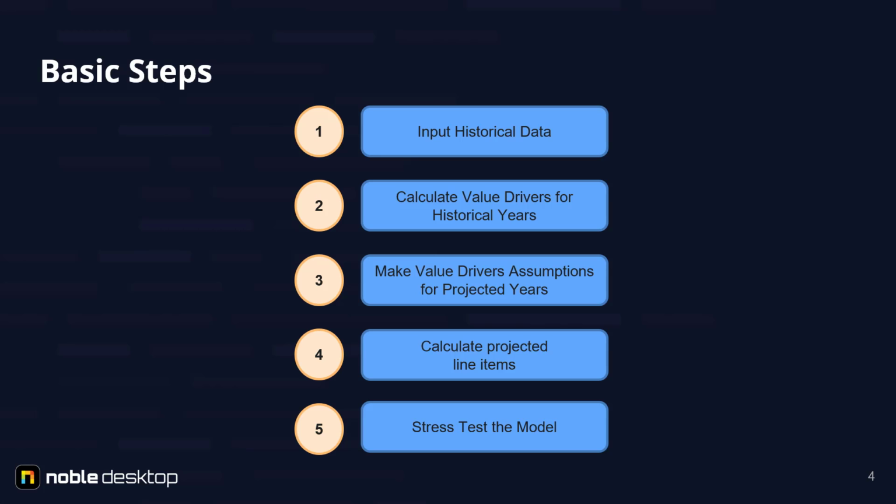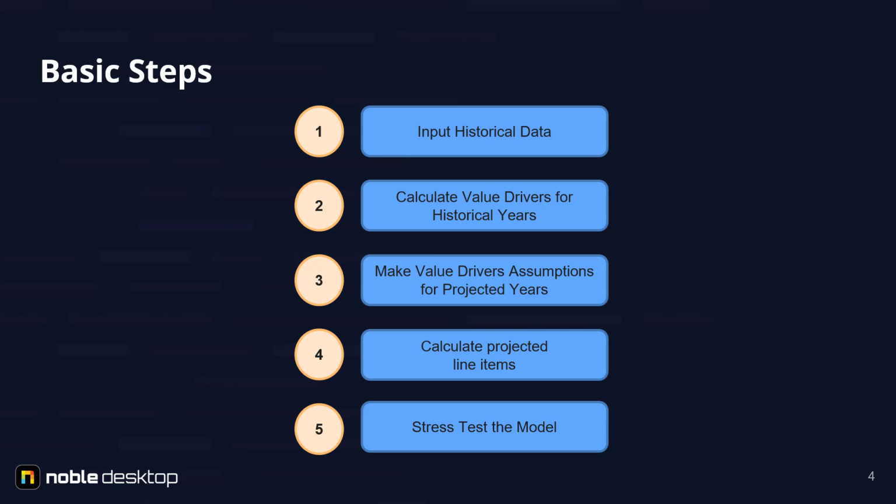The second step would be calculating value drivers for historical years. The third step would be making value driver assumptions for projected years. Here you would base these projections on historical value driver calculations and some information you can find in the financial statements of the company, some predictions of management for the future years.